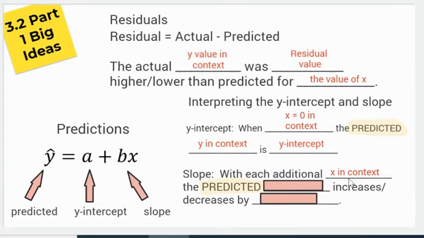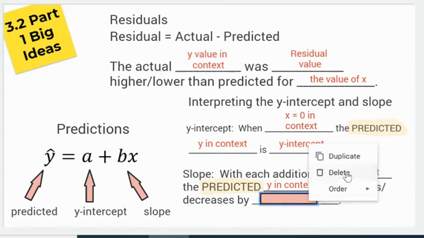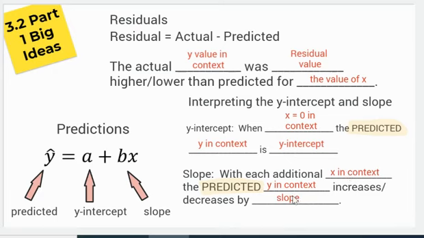With each additional x in context, so with the rubber bands, it was with each additional rubber band, the predicted y in context. So with each additional rubber band, the predicted distance Barbie will fall increases. In this case, it's increases because the slope is positive. If the slope were negative, it would be decreases. And how much does it decrease or increase by? It increases or decreases by the value of the slope. So again, you can look at the example that we had in class with Barbie, and this gives us the interpretation of slope. These two things right here, interpreting the y-intercept and interpreting the slope, are so important.